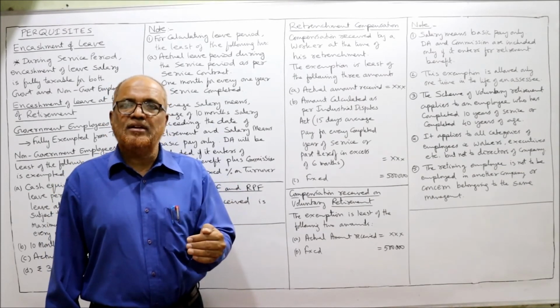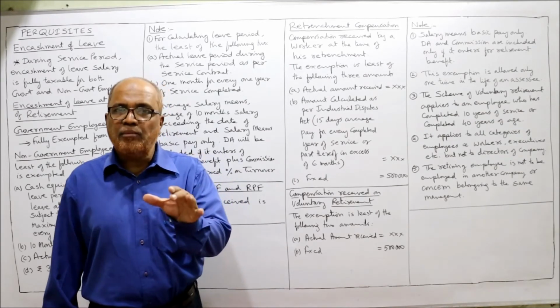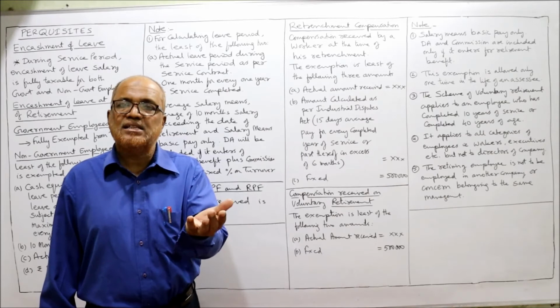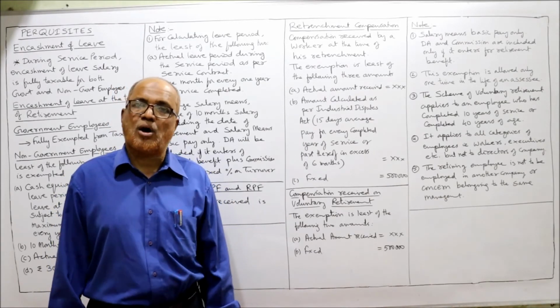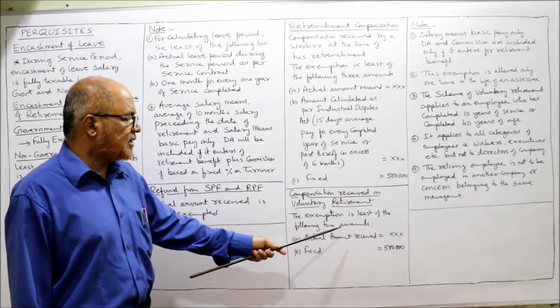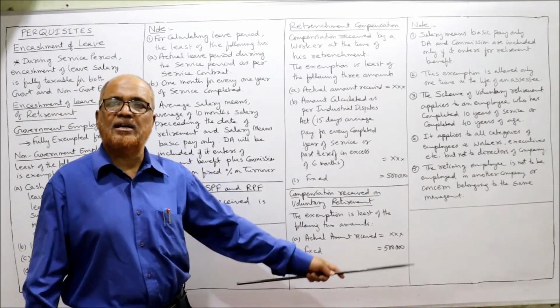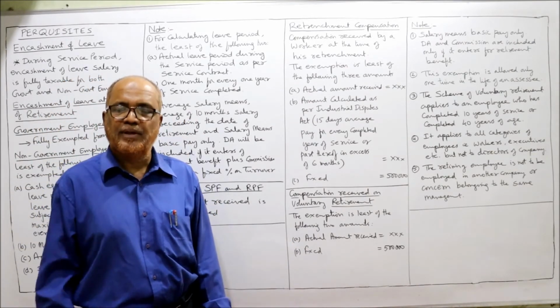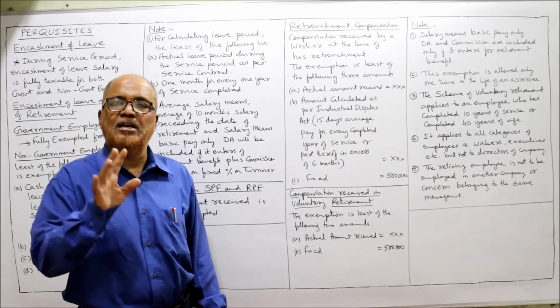Before the due date of retirement, he has given voluntary retirement. So at the time of voluntary retirement, if he is getting some amount, some compensation, the Income Tax Act says how much is taxable and how much is exempted. The exemption is the least of the following two: actual amount received or a fixed amount of rupees 5 lakh. 5 lakh is fixed by the Income Tax Department. The least of these two is exempted, remaining is taxed.